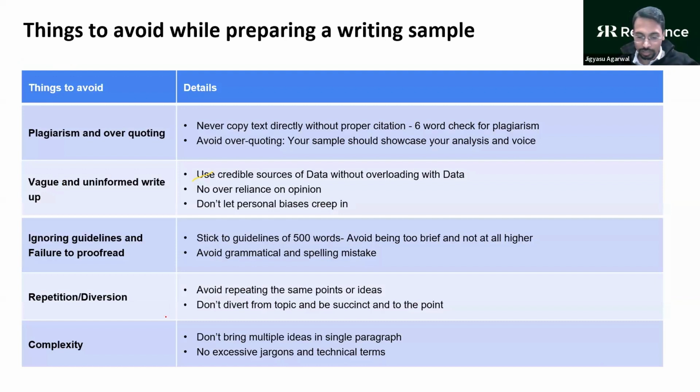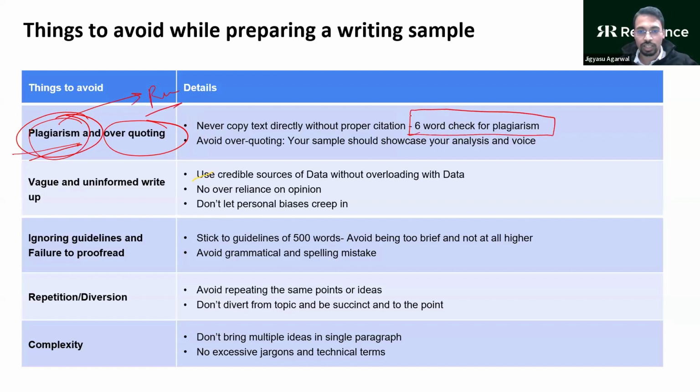Now, there are a few more things. When you write a writing sample, there are a few things which you must not do. One very important thing is plagiarism and overquoting, because our education system does a very bad job on this. I am iterating and reiterating: do not plagiarize. That can directly lead to rejection. What is plagiarism? They do a six-word check for plagiarism. A six-word check means if you have directly picked six words from a source, then your application will be directly rejected. So, that is the level.